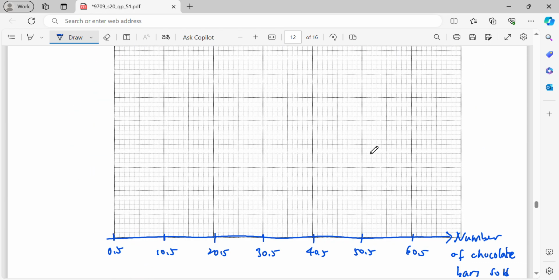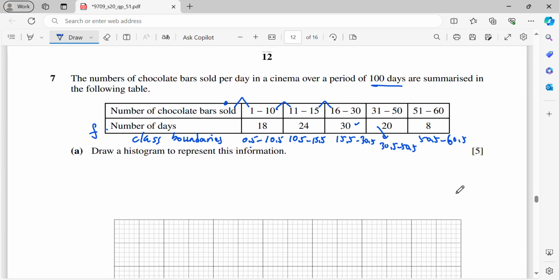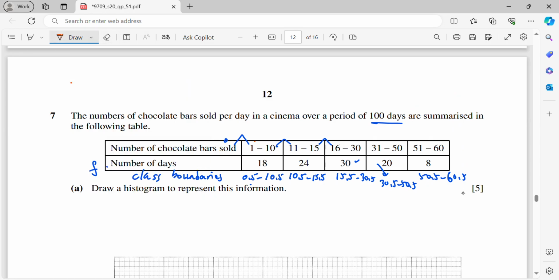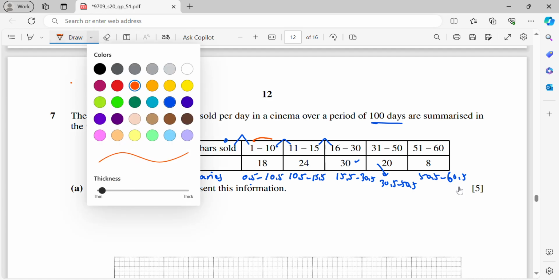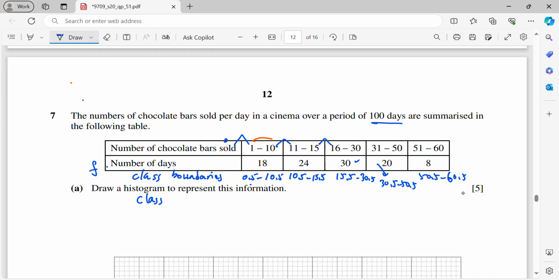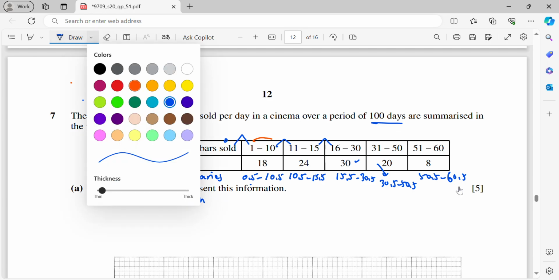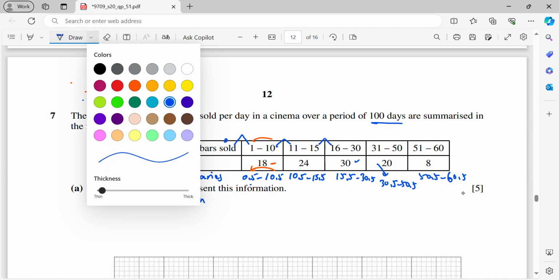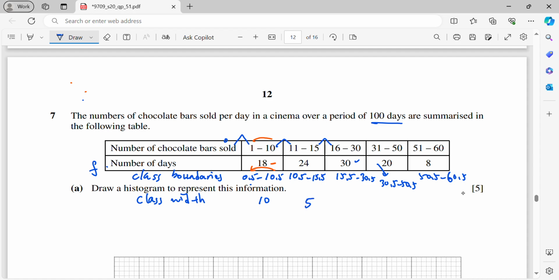Now look at the interval first. You see the class width here. To get the class width, we subtract: 10.5 minus 0.5. So you get 10. Then the next one is 5, followed by 15. After that, 20, and then 10. So since the class widths are different, we cannot use frequency. We have to use frequency density.